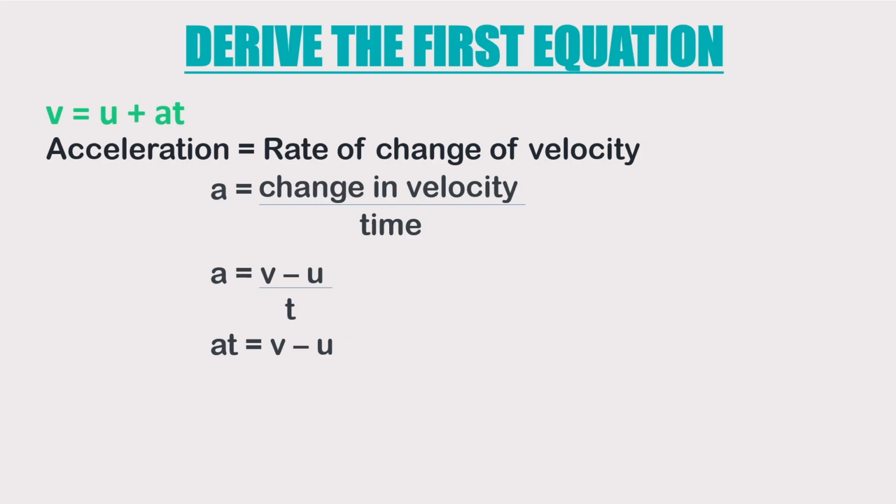u. And since we're trying to derive v equals u plus at, we do that by making v the subject of the formula and taking u to the other side of the equation, where it becomes an addition instead of subtraction, and becomes at plus u equals v. And we can just rearrange this and get our final equation which we want to derive, and we can then get v equals u plus at.